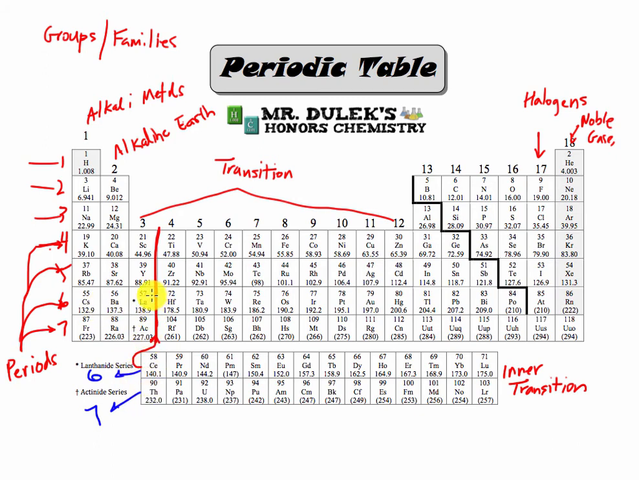Now, the thing about the families and groups, by the way, since these keep repeating themselves and we keep getting this pattern going back and forth across the table, we find that everything in the same group or family reacts very similarly. So sodium reacts kind of like potassium, kind of like rubidium. Fluorine reacts just like chlorine, just like bromine. There's going to be slight differences, but things in the same family are going to have the same chemical properties.